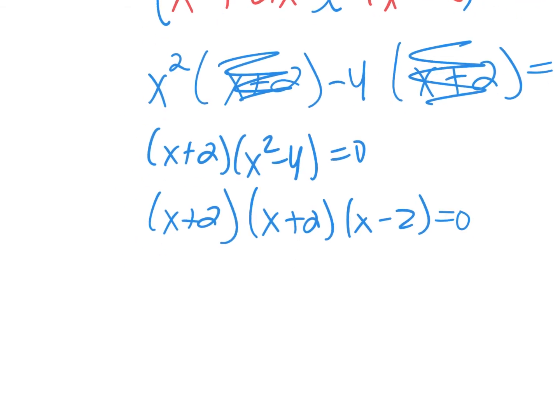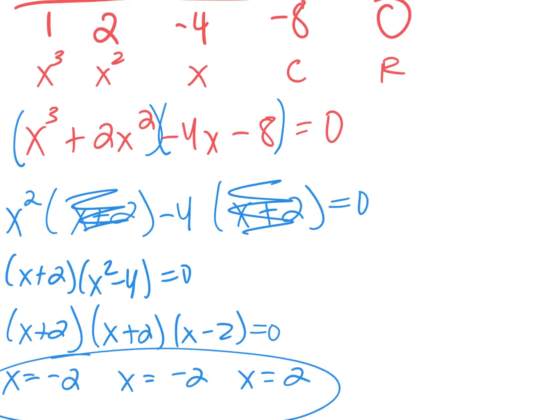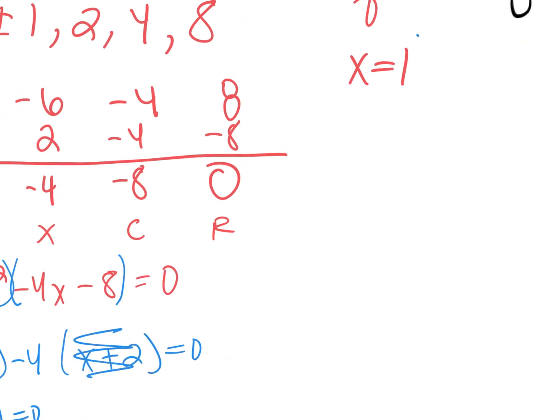So now I say x equals negative 2, x equals negative 2, and x equals what? Positive 2. So I have 3 answers there. I had 1 up here, right, to give me all 4 of my answers.